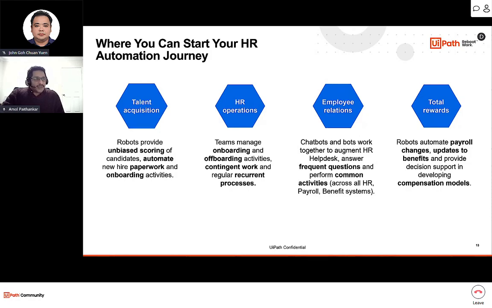When it comes to total rewards, robots can handle different processes in the benefits area, such as enrollment of employees to benefits programs, sending different customized reminders, creating different sources of recurring reporting that needs to be created on a monthly basis.